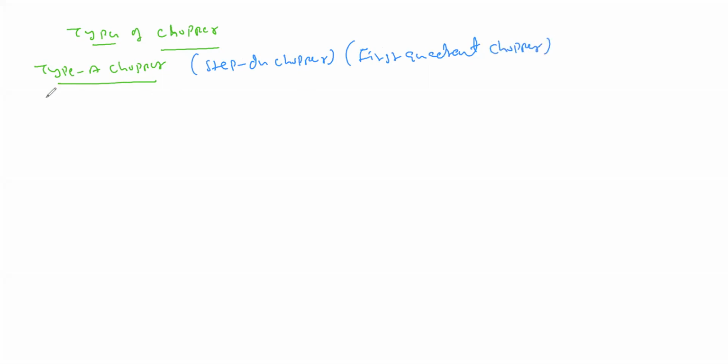First quadrant means this operation is, we say voltage V0 and I0 here now. So this operation is only in the first quadrant, meaning V0 positive and I0 positive. V0 is positive always, I0 is positive always here now. In this chopper, we have already seen it. Let me show it to you here.